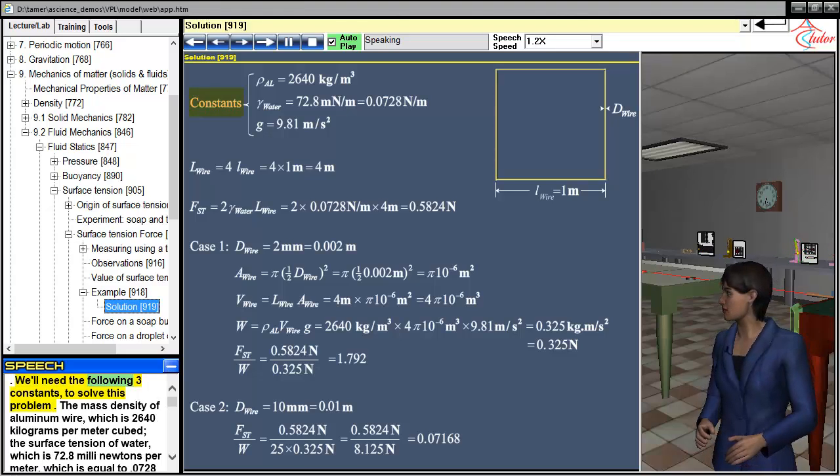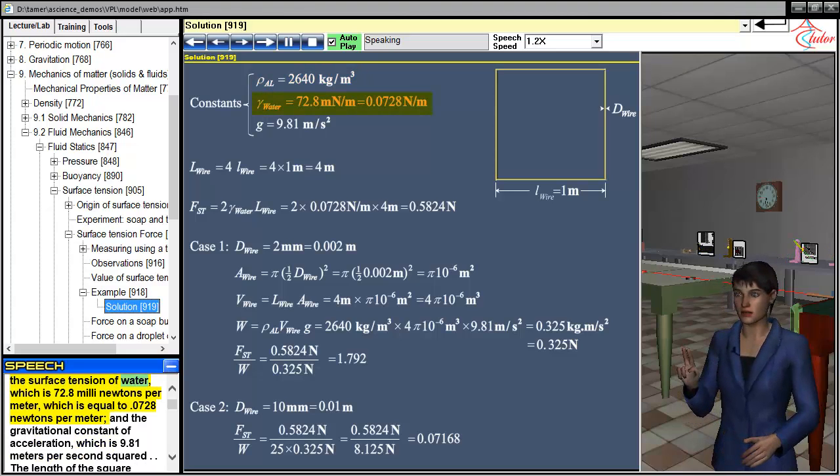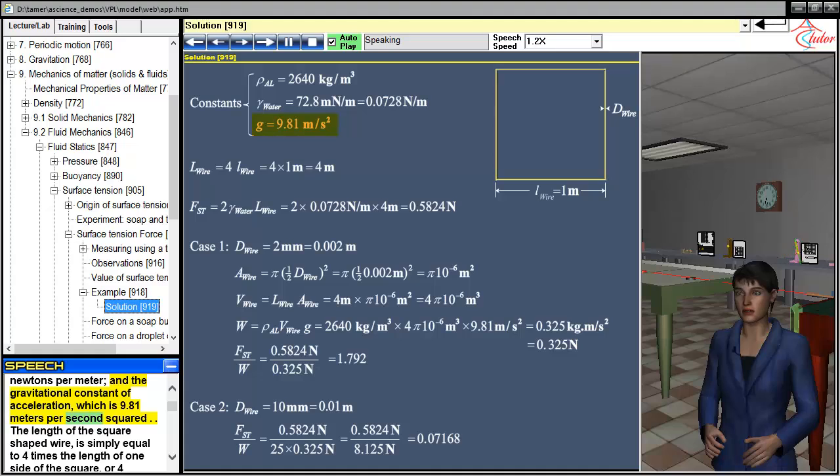We'll need the following three constants to solve this problem. The mass density of aluminum wire, which is 2640 kg per meter cubed. The surface tension of water, which is 72.8 millinewtons per meter, which is equal to 0.0728 newtons per meter. And the gravitational constant of acceleration, which is 9.81 meters per second squared.